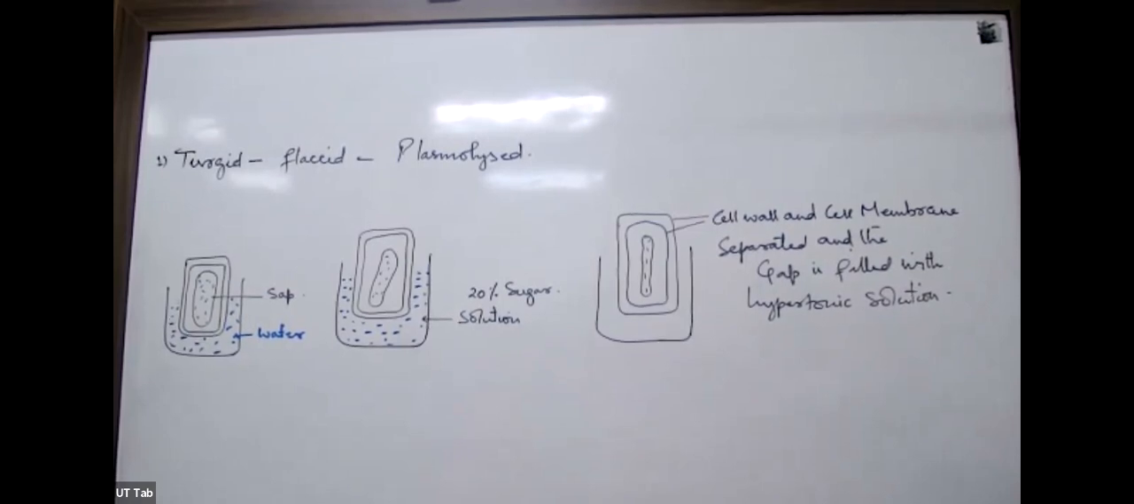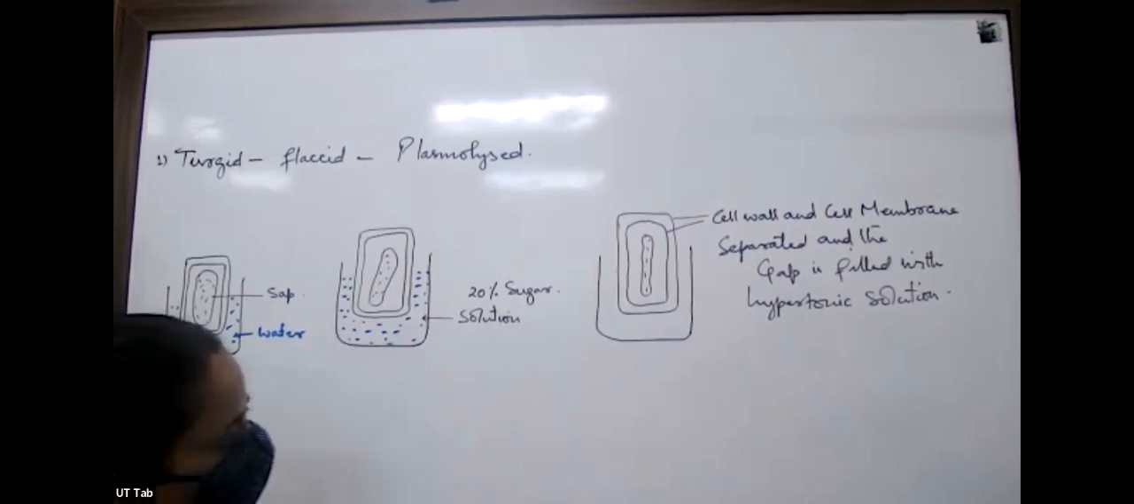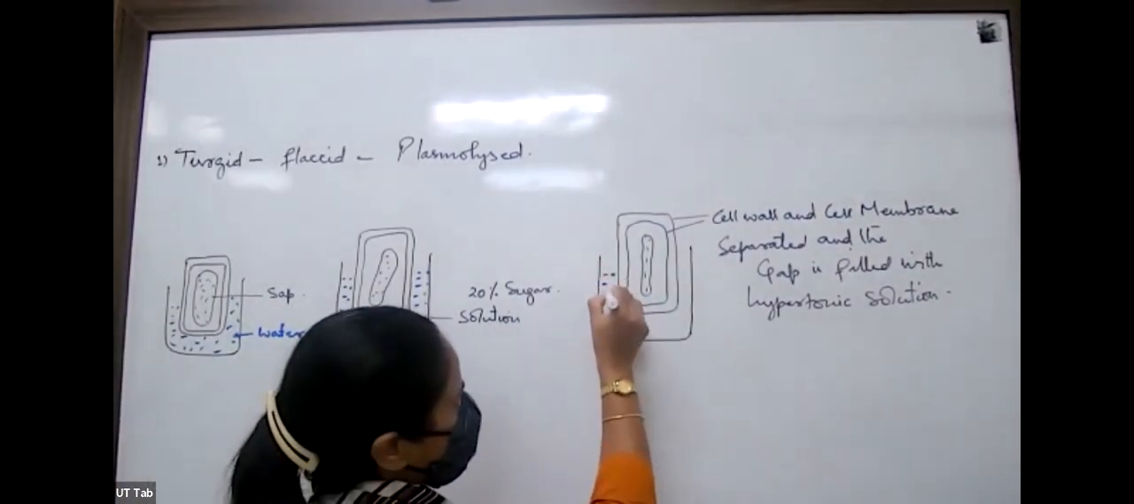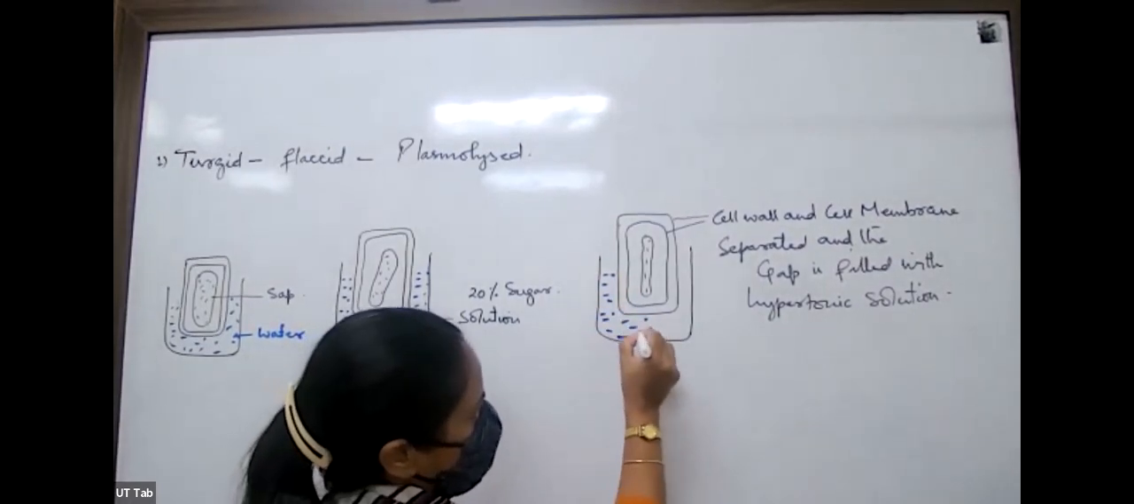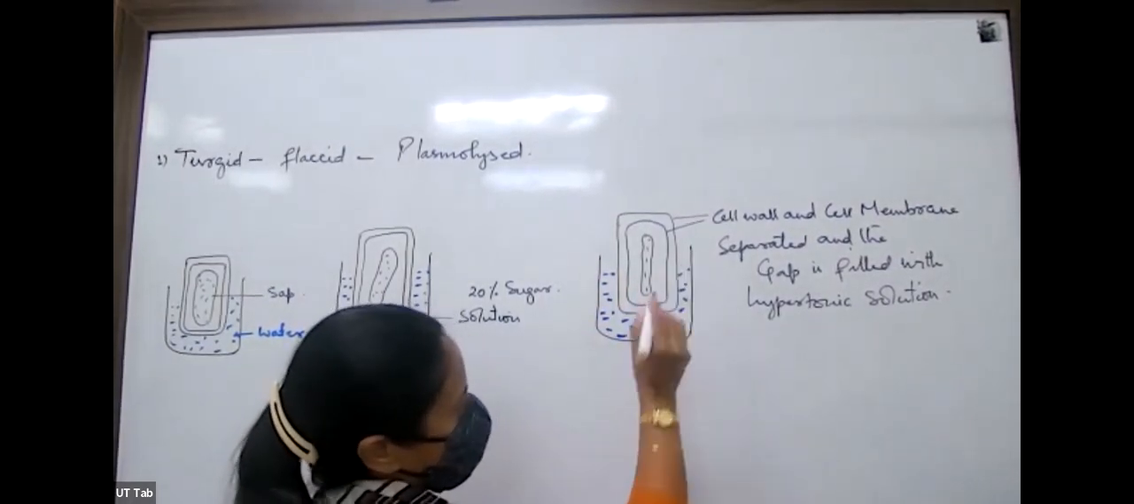Now, next, what we are going to study is the conditions of turgid and flaccid. Let us try to understand from here again. We were discussing this the other day, so let us start from here. What I'm trying to show you here is the conditions of turgid and flaccid. The last class we were already talking about this.